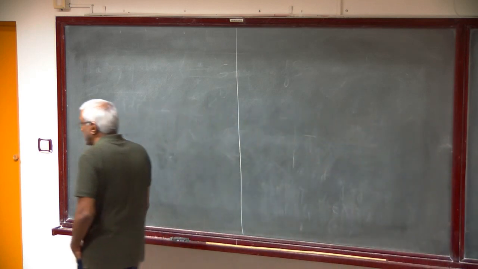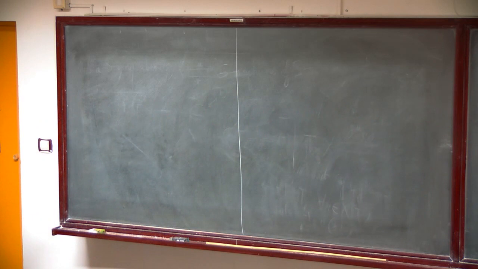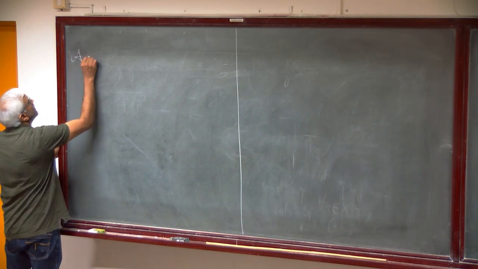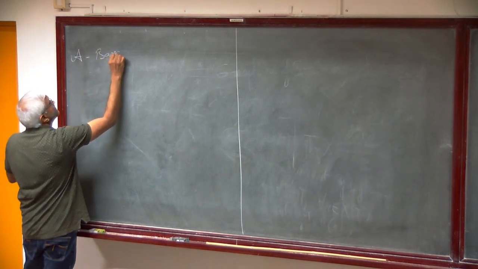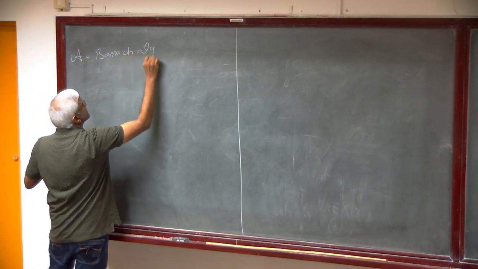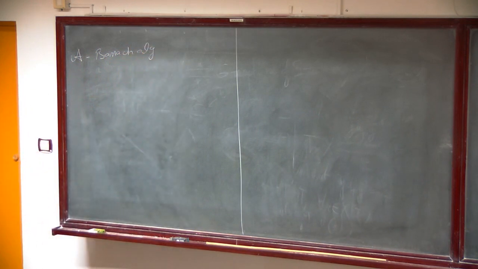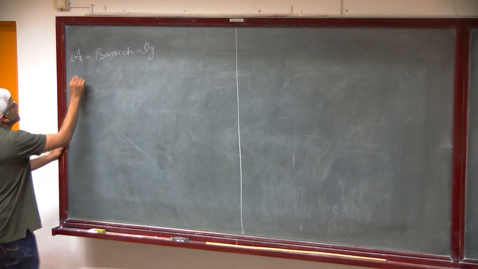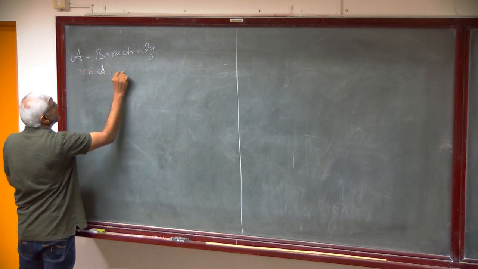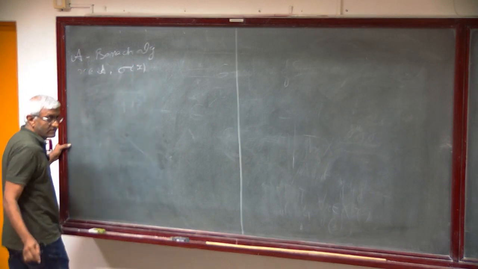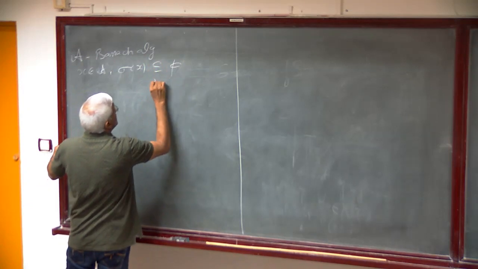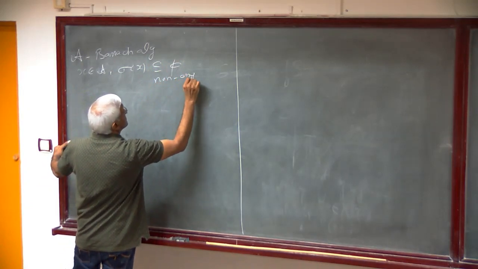Let me recall what we did last time. The Banach algebra: the Banach space and the algebra such that it satisfies the Banach inequality. Then for an x in A, we defined the spectrum sigma of x, which is a non-empty compact subset.